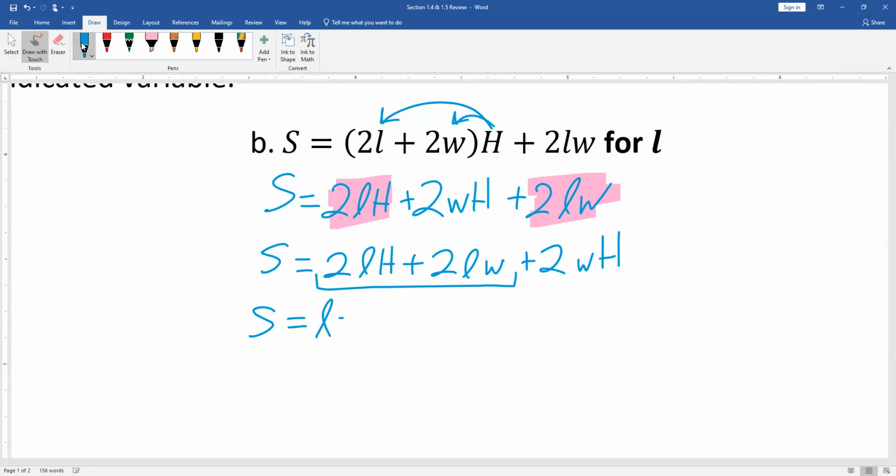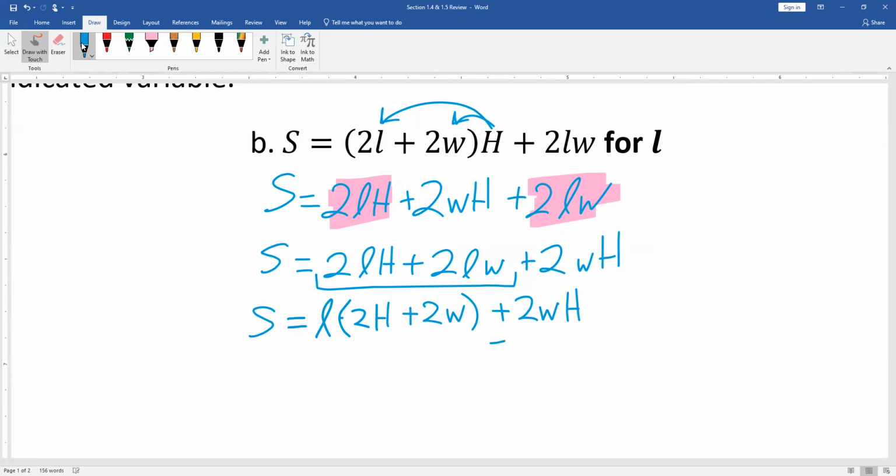And I end up with S equals parentheses, what's left? 2H, because this is L times 2 times H, which is the same thing as you have above, 2 times L times H. Same thing, still works. Plus 2W plus 2WH. So now I've got the L extracted from the terms where it's mixed with a coefficient and other variables. And so it's looking a little more similar to what we did in part A.